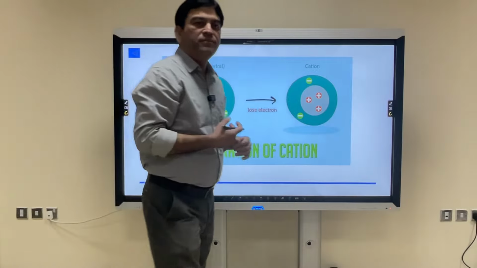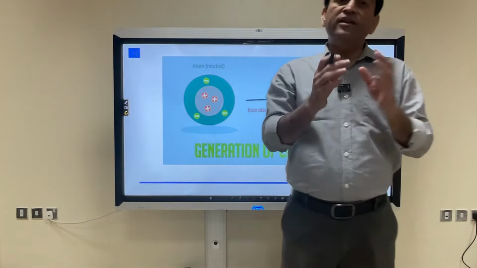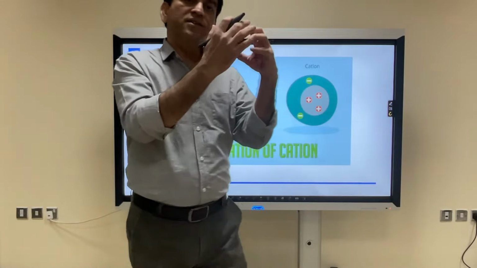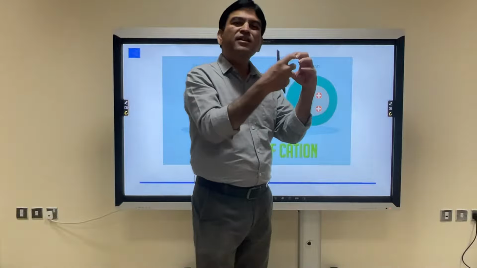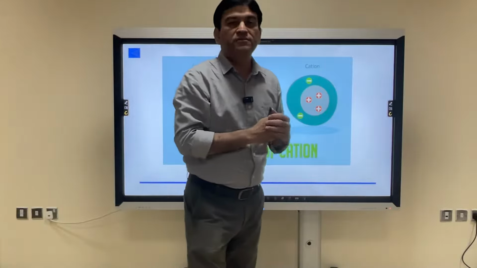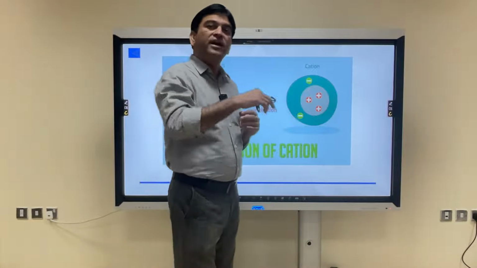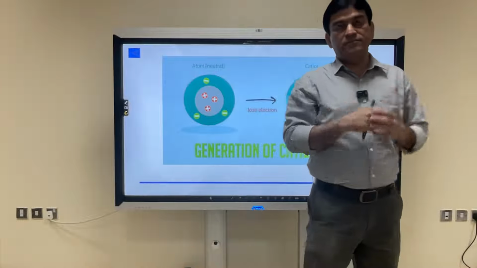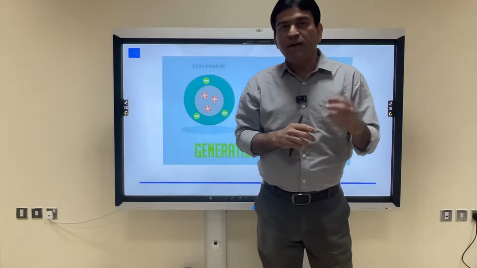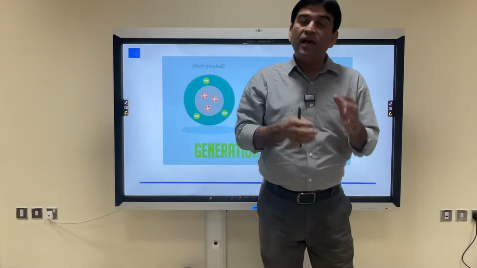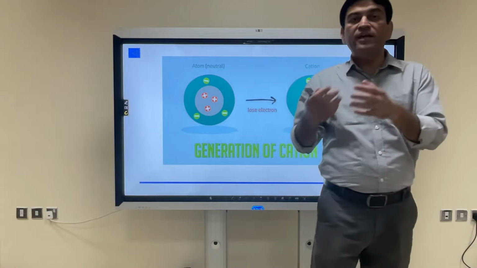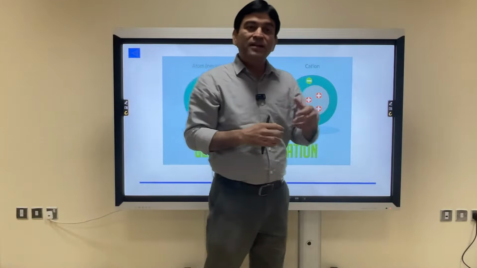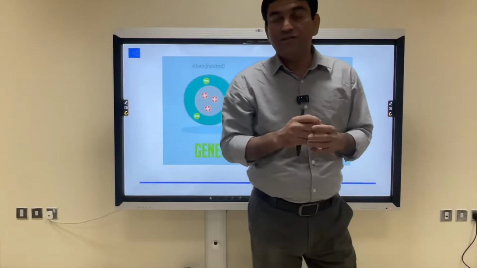Now, till the time an atom is electrically neutral, it will be an atom. An atom, from the outside, from the shells, can lose an electron or gain an electron. And when it loses or gains an electron, it becomes an ion. It's no more an atom, because an atom is electrically neutral in nature, and the moment it gets a positive or negative charge, it ceases to be an atom. When it gets a charge, it becomes an ion.